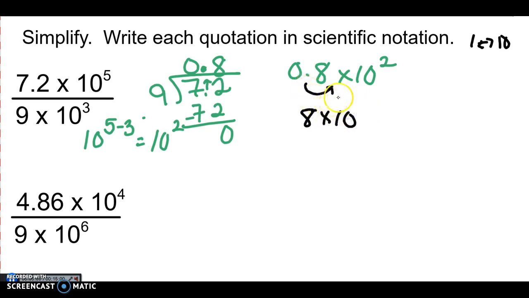Now, since I moved it one place to the right, I'm actually going to be subtracting 1. Remember I said, if you think about moving it backwards to get the original number again, I would actually be dividing it, so I have to subtract. So you get 8 times 10 to the first as your final answer. So these two should be equal to each other.